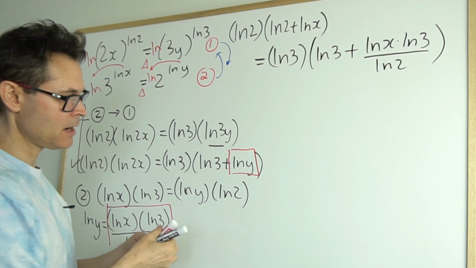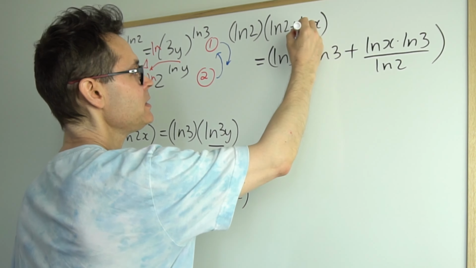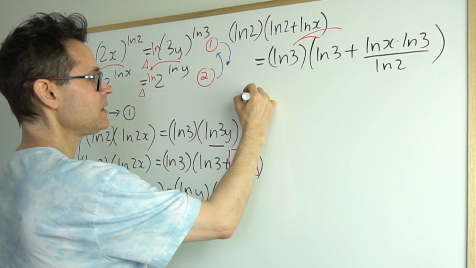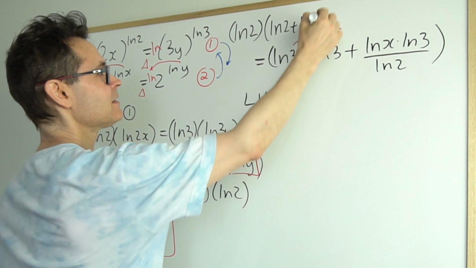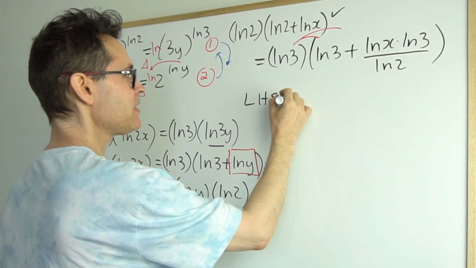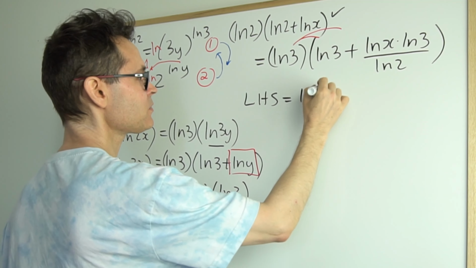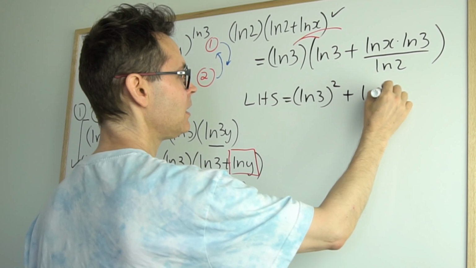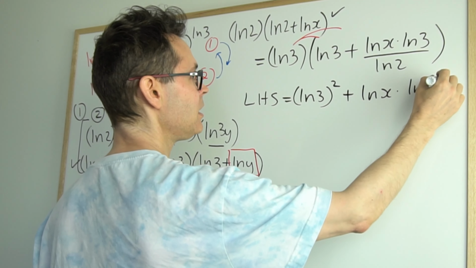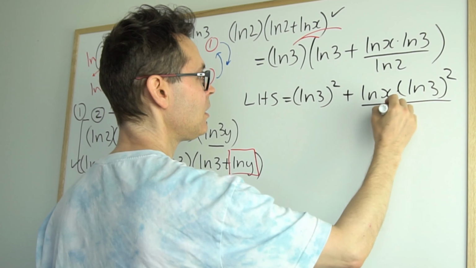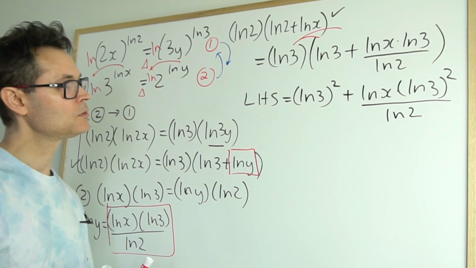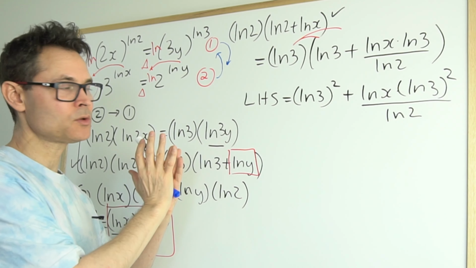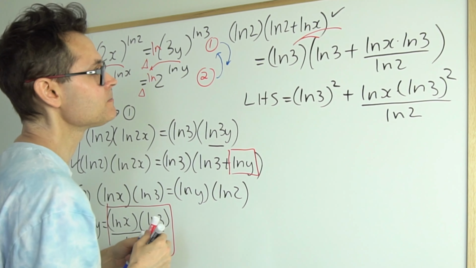Okay, what I'm going to do now is simply multiply the ln 3 through on the right-hand side. So the left-hand side, I'm going to leave where it is. That's equal to the ln of 3 squared plus ln of x times ln 3 squared as well, all over the ln of 2. And at this stage, what I'm going to do is move all of my variable parts to one side and my number parts to the other.